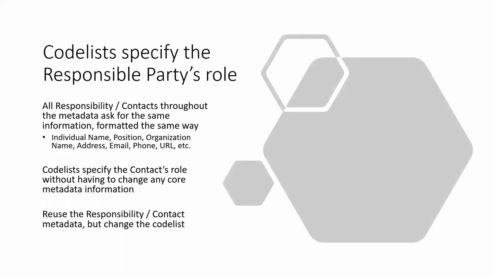Responsible party segments are perhaps one of the most reusable sections of ISO 19115 metadata. All responsible party instances throughout the metadata ask for the same information, formatted the same way. Code lists play a key part in allowing this reuse by specifying the party's role in each specific instance without having to change any core metadata information.